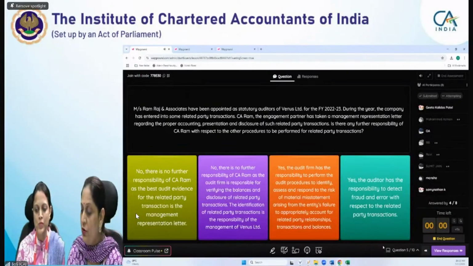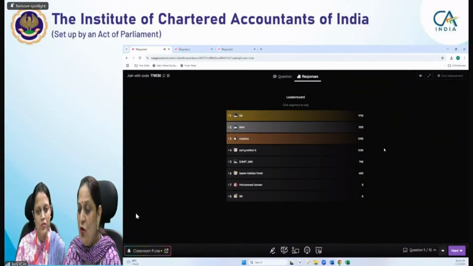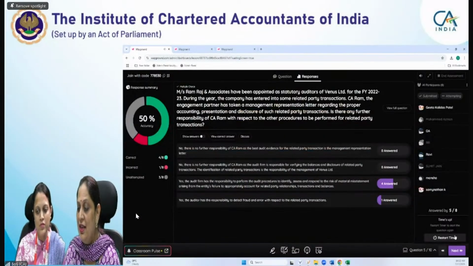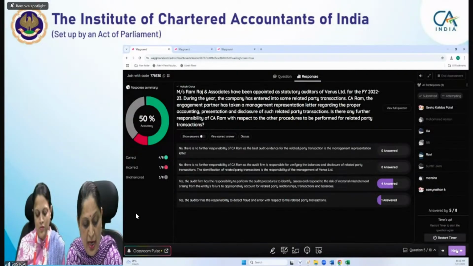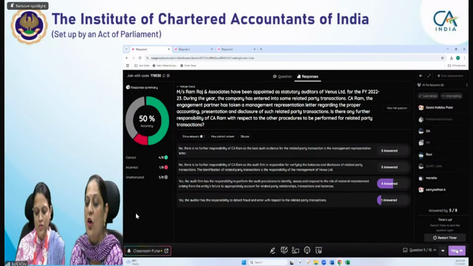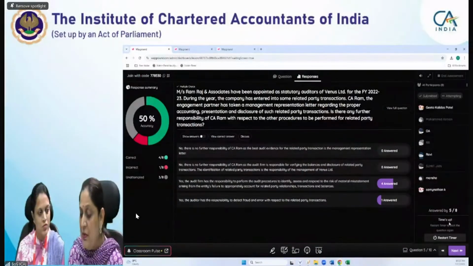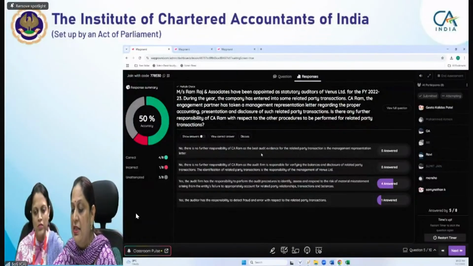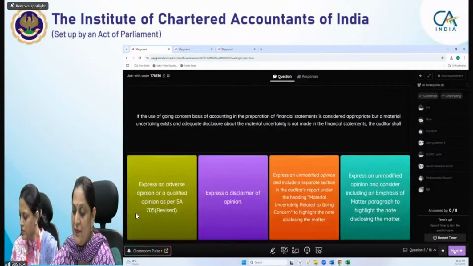5, 4. Now time is over. So now Omkar is on the top, right? And the correct answer is yes, the audit firm has the responsibility to perform the audit procedures to identify, assess, and respond to the risk of material misstatement arising from the entity's failure to appropriately account for related party relationships, transactions, and balances. And four have correctly answered.